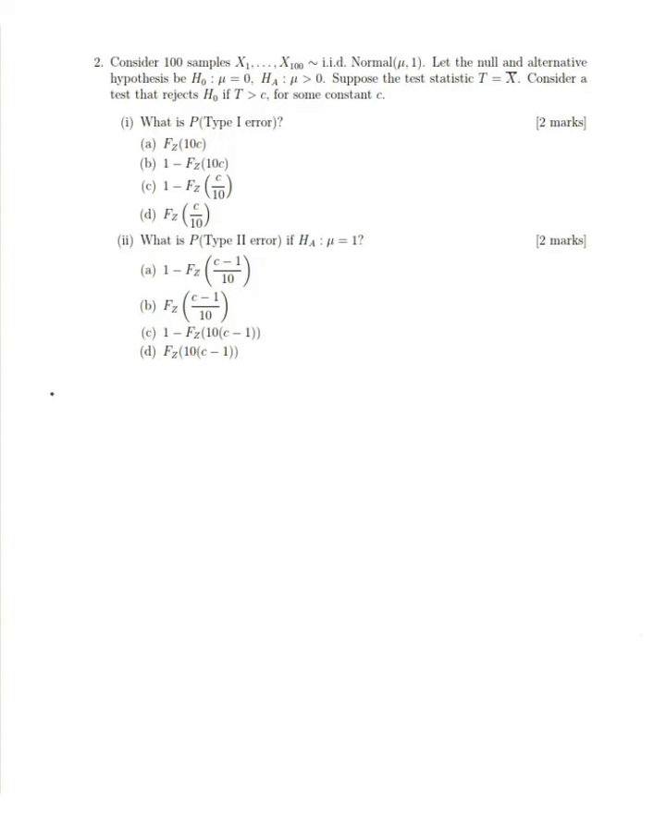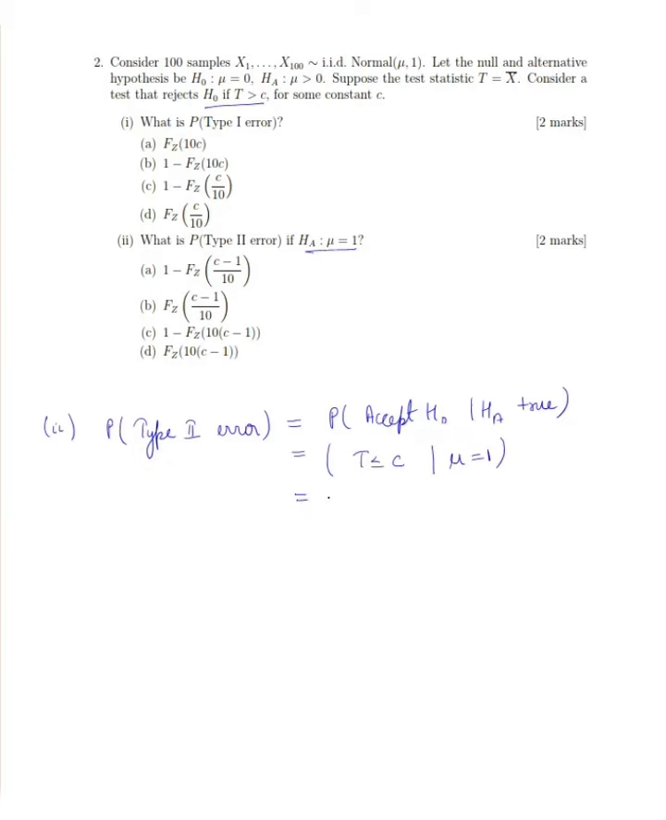Now the second part of the question asks you to find the probability of type 2 error. So what is the definition of the probability of type 2 error? It is equal to the probability that you accept H naught given HA is true. When are we going to accept H naught? Since we were rejecting H naught if t were greater than c, we will accept H naught when t is less than or equal to c. And HA is true, that is given to be mu equals 1.